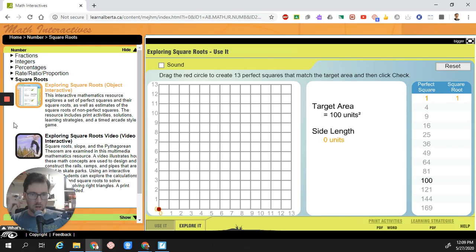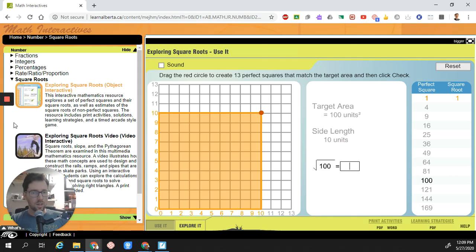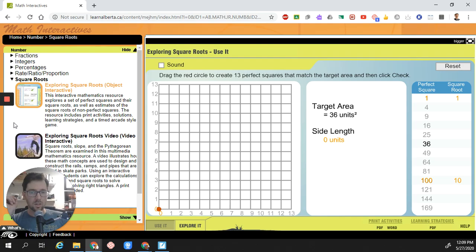Now it's going to say, okay, target area 100 units. Let's go up to almost 10 units. Let's check that. Okay, so if the target area is 100, what are the side lengths? 10. What might be the square root? We know that 10 times 10, we already know this, so that's going to go in there.